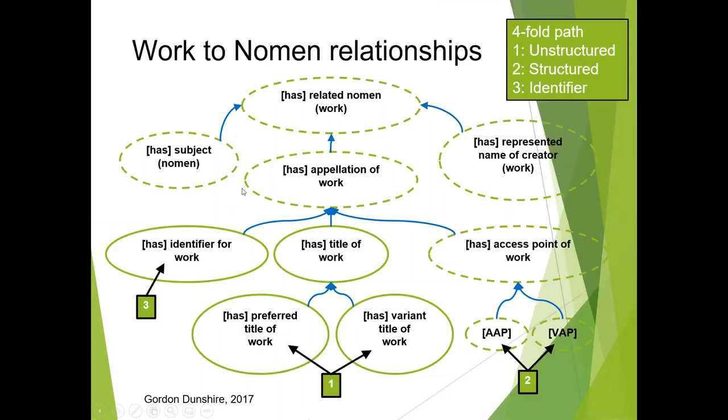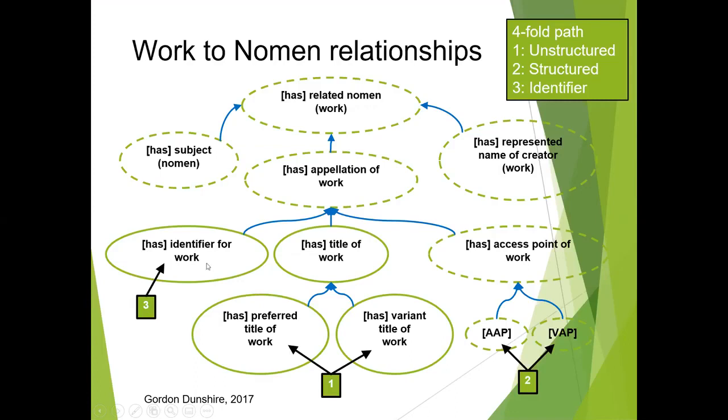So we have here a work, something someone is cataloging. What's the subject? It has the subject of a nomen. It's related to another work. It shows how the creator's name is represented, what the title of the work is, what the access points are, the authorized access points, and then if there are variants of the title, a preferred title, things like that.